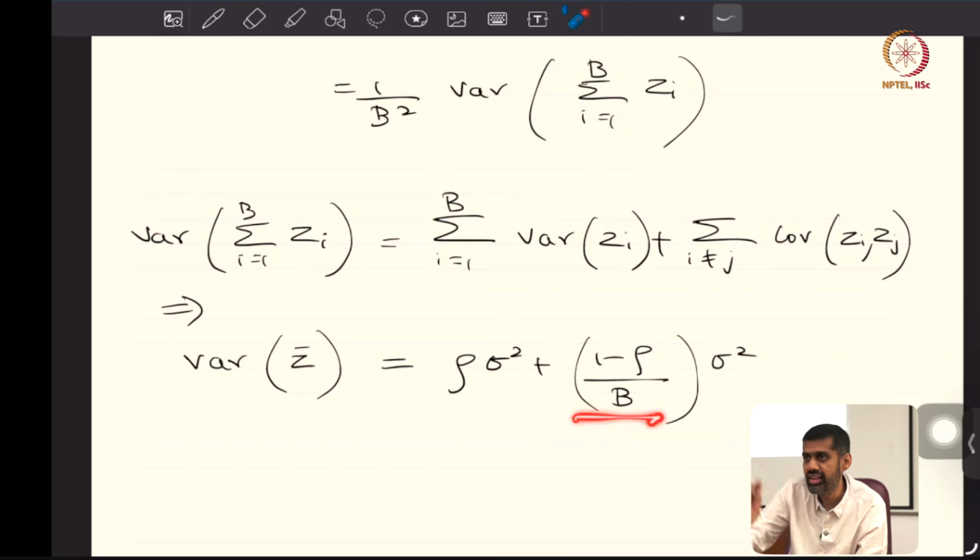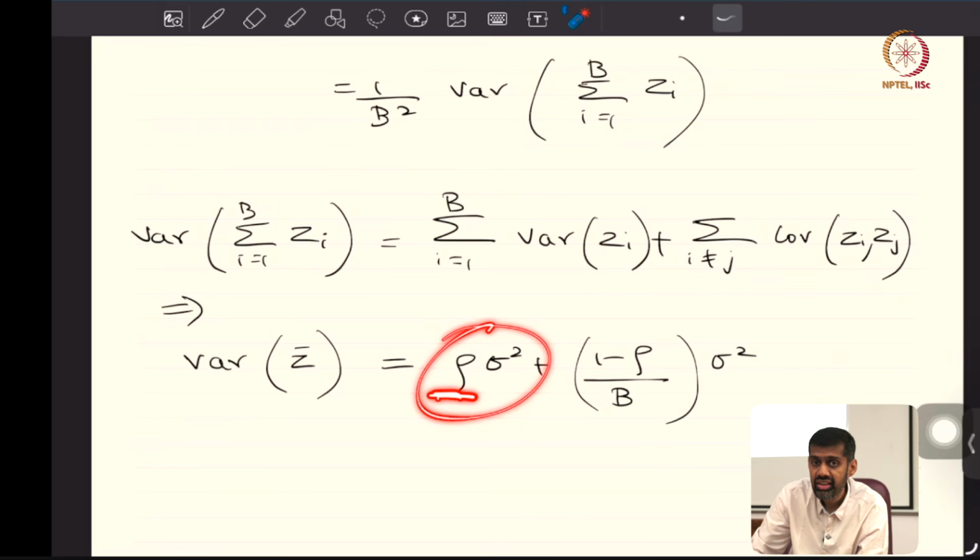So, one is to increase the number of hypothesis functions that we are looking at, of course we can do that. There is another term here, right, which is rho times sigma squared. So, what do we do about it? What is this rho here?